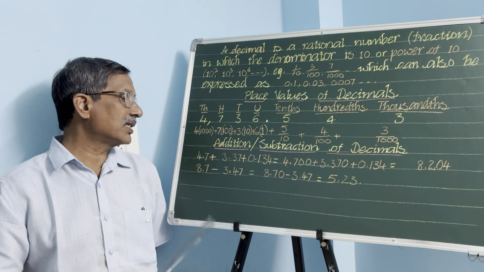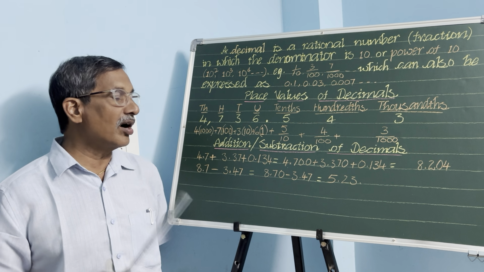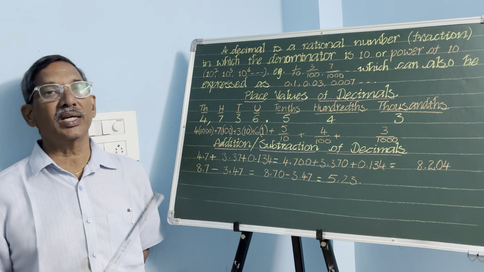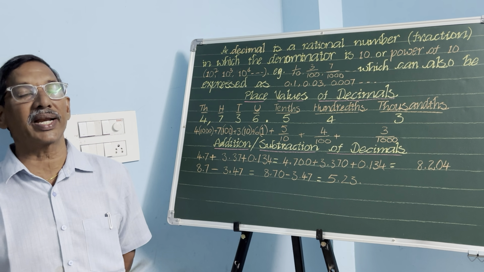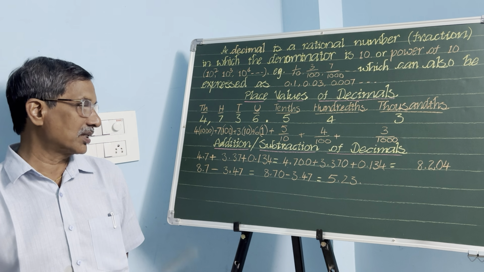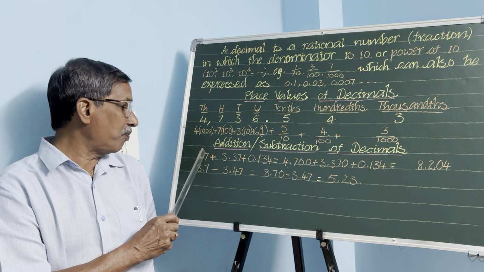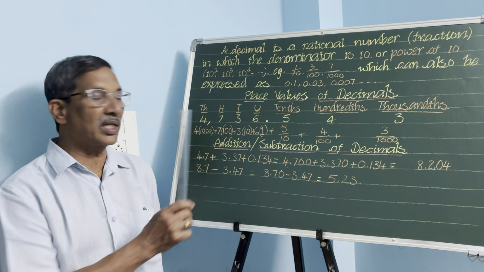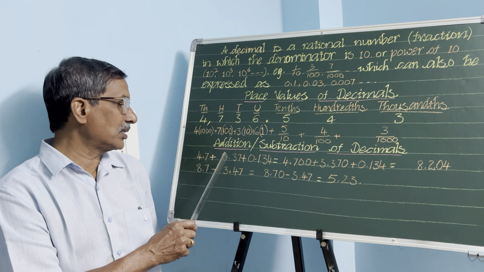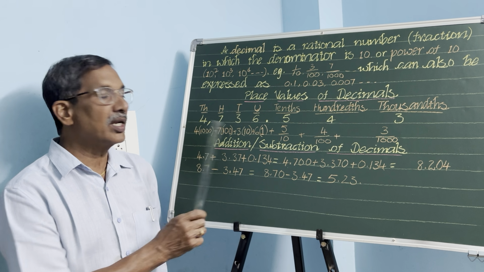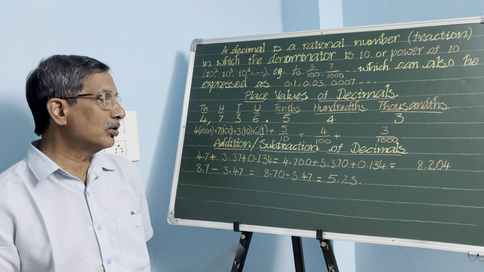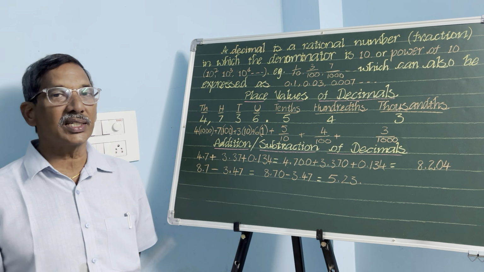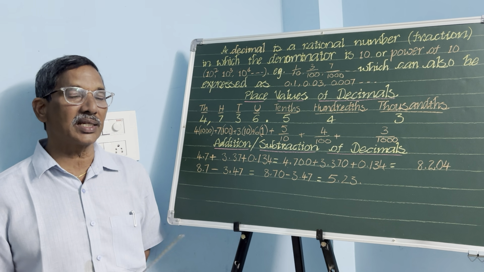Okay friends, now let us discuss addition or subtraction of decimals. To know more about decimal numbers, we study the addition or subtraction of decimal numbers. Now let us add 4.7, 3.37 and 0.134. 4.7 plus 3.37 plus 0.134. To make our addition easier, we have to consider the maximum number of decimals in the given numbers.